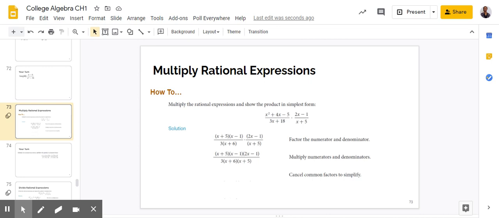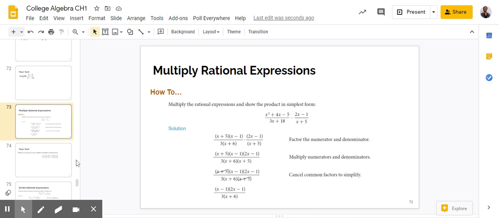Our last step is to cancel out any like terms. We can already see that we have an x plus 5 in both the numerator and denominator. We can cancel that out, and it looks like that's it. So we can cancel out those terms, and then we're left with x minus 1 times 2x minus 1 over 3 times x plus 6. And this is our final answer. We can't get any simpler than this.